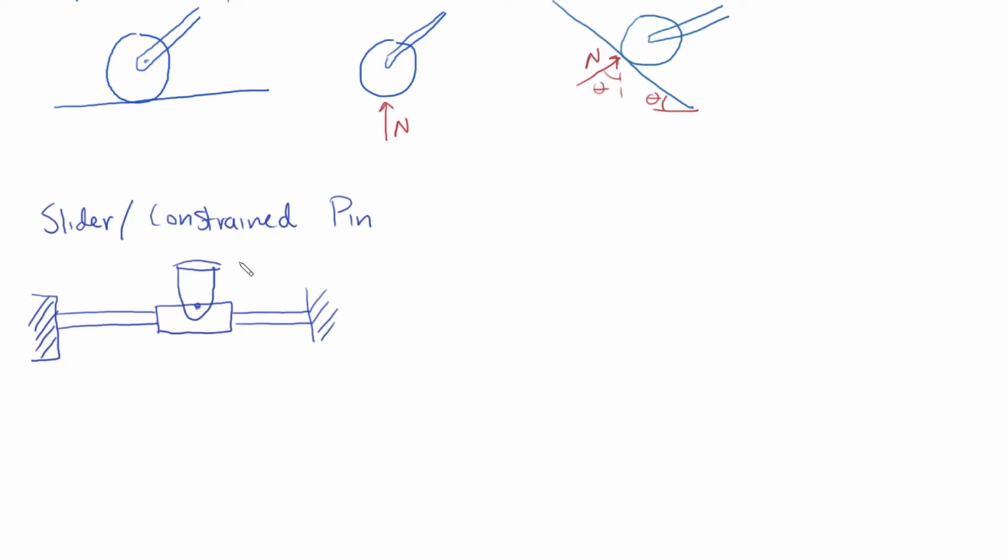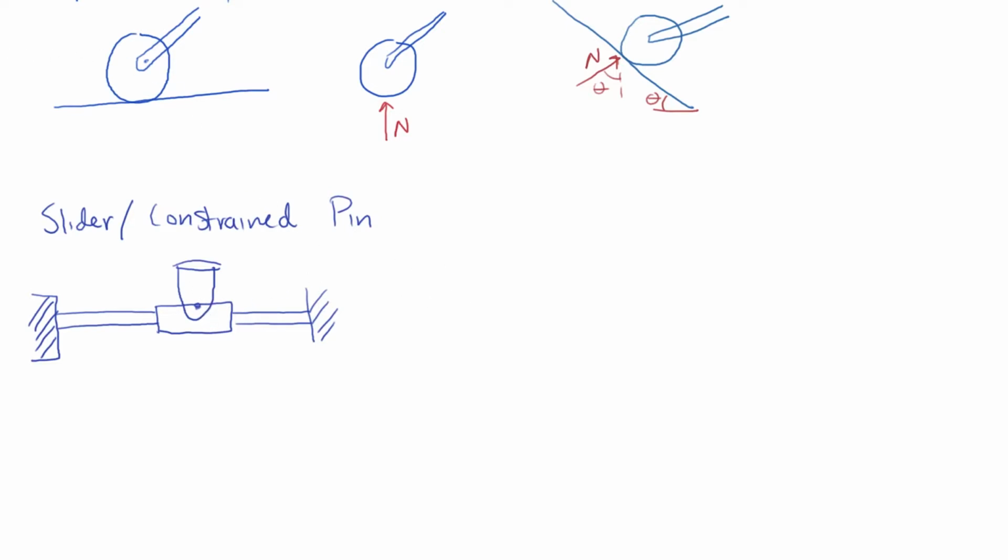So the next thing we're looking at is a slider or constrained pin. Basically this whole component is what we're looking at. This thing is free to slide in this direction, and this pin is free to rotate. The only thing being applied is this idea of a normal force, and the normal force is basically the point at which the pin is pointing.